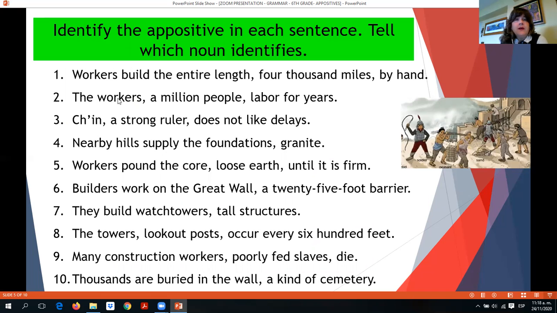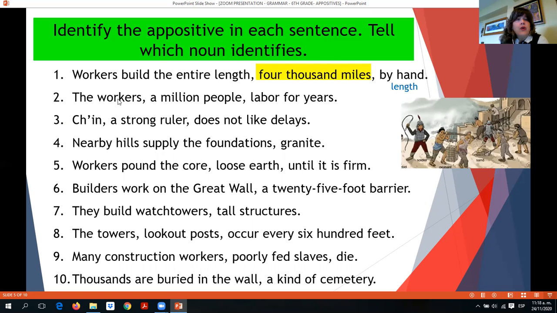Here we need to identify the appositive in each sentence and tell which noun the appositive is helping to describe or identify, okay? So number 1, workers build the entire length, 4,000 miles, by hand. So here, between the commas, we have 4,000 miles, and 4,000 miles is the appositive that is helping us describe the length, because the length of the wall is 4,000 miles. So we have 4,000 miles as the appositive and length as the noun that is identified.